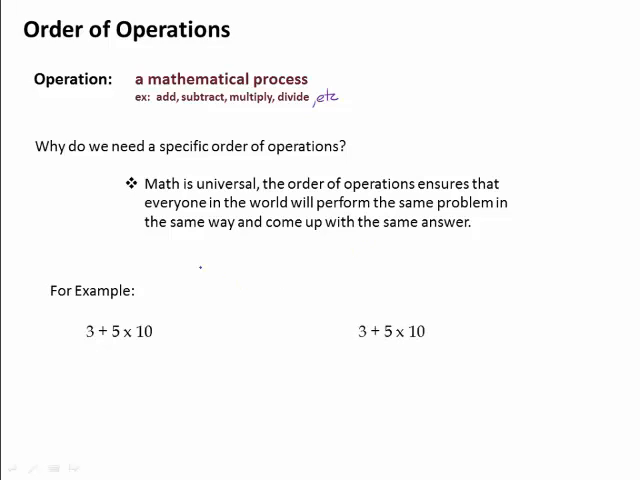So for example, we're going to have the right way and the wrong way. If I do this the right way, I'm going to follow the order of operations, which is going to give me 3 plus 50, which is going to give me 53. If I do this the wrong way, I'm just going to move across. I'm going to have 8 times 10, which is 80. So as you can see, I get two very different answers. That's why it's very important to do it the right way, so that you get the correct answer, the standard answer, the answer everybody else is going to get.